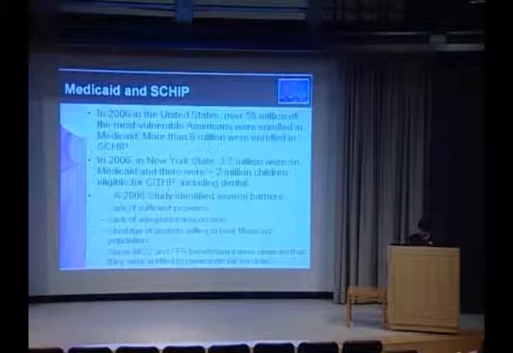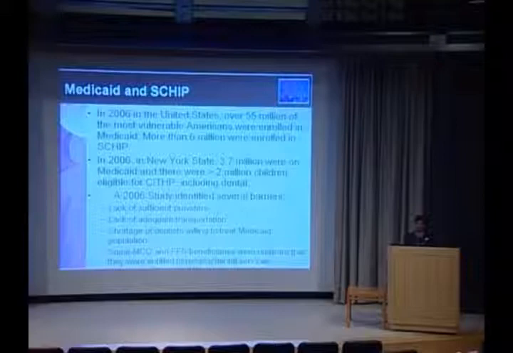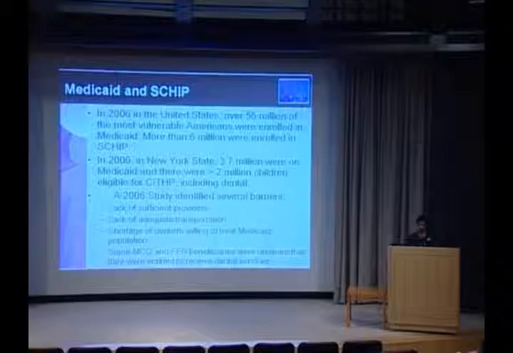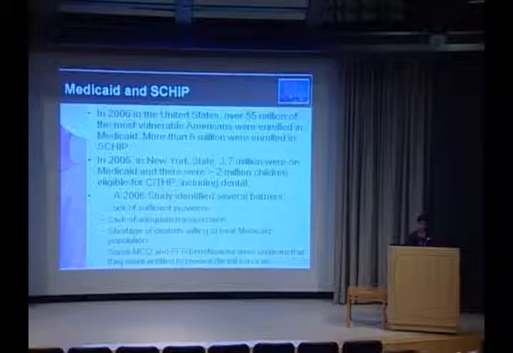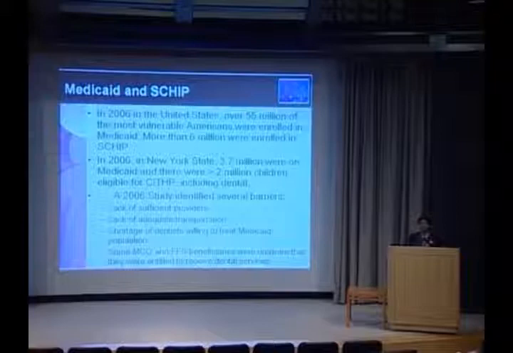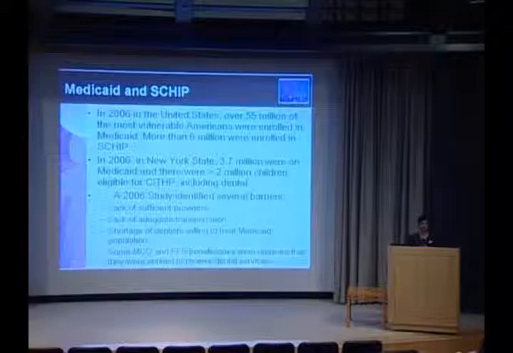In 2006, in the United States, over 55 million of the most vulnerable Americans were enrolled in Medicaid. More than 6 million were enrolled in the State Children's Health Insurance Program. And closer home, coming to New York State, in 2006, 3.7 million were on Medicaid, and there were more than 2 million children eligible for child or teen health programs, which included dental. And there are about 42 managed care organizations that are included in the Medicaid program.